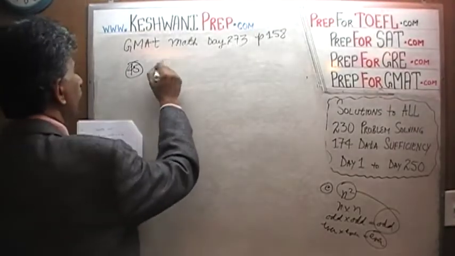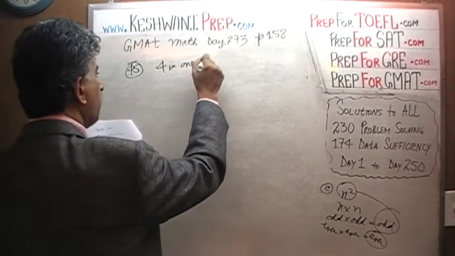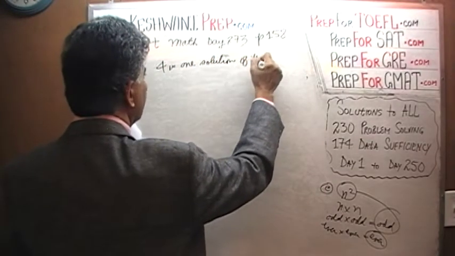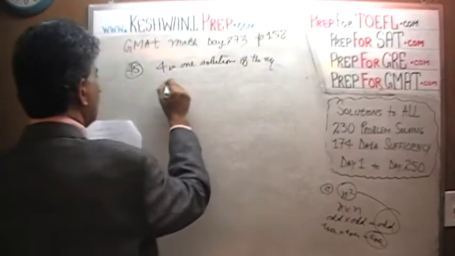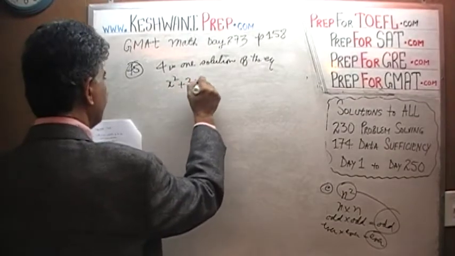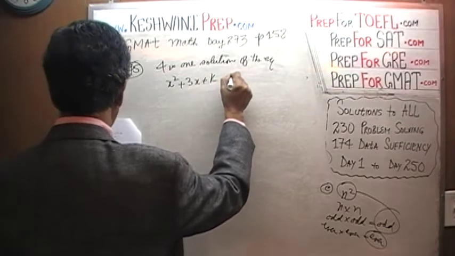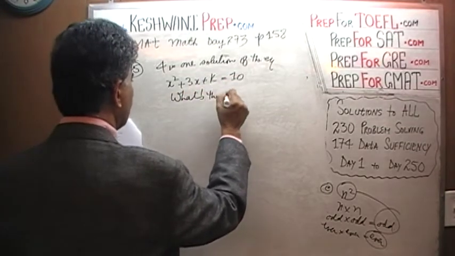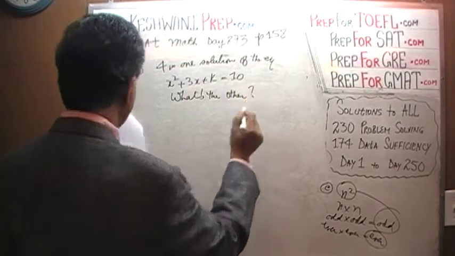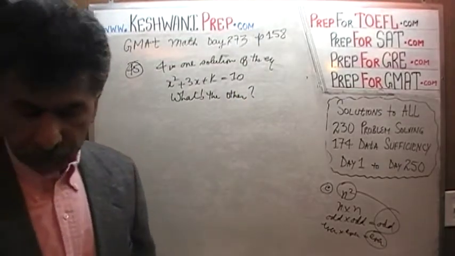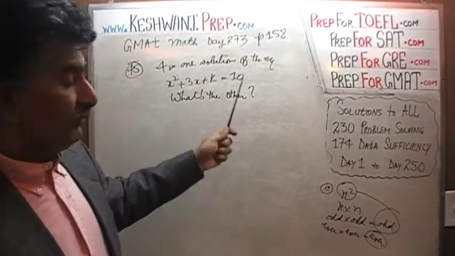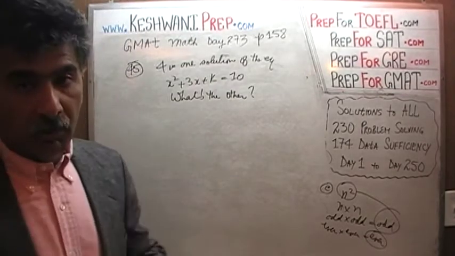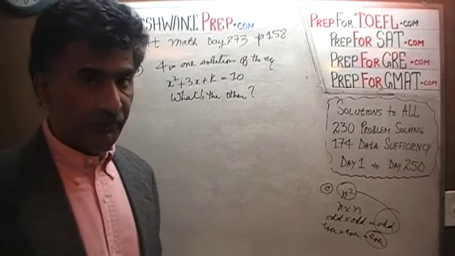We are told that 4 is one solution of the equation x squared plus 3x plus k equals 10. The question is, what's the other solution? Of course, it's a quadratic equation. It has two roots. We are told that one root is 4. What's the other root? Well, let's find out, shall we?